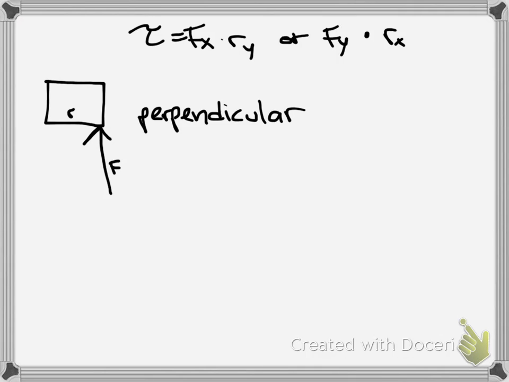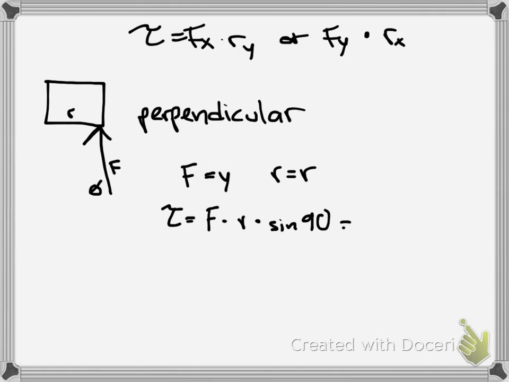So you have your R and your F right there, your radius and your force. So which do you think represents the y component and which represents the x component? Give it some thought. The F has the y component. That automatically means that the R has the x component. So torque in this case would be F times R times sine 90, which leads to Fy times Rx.